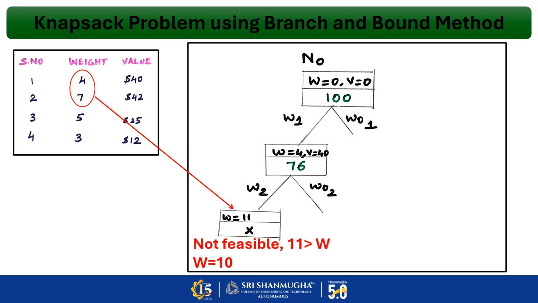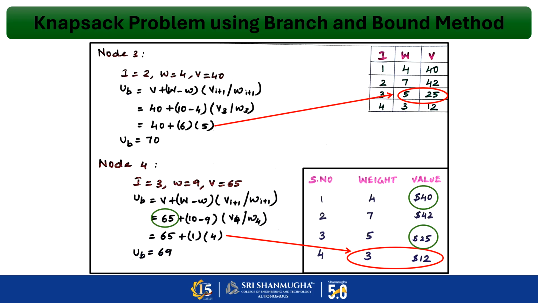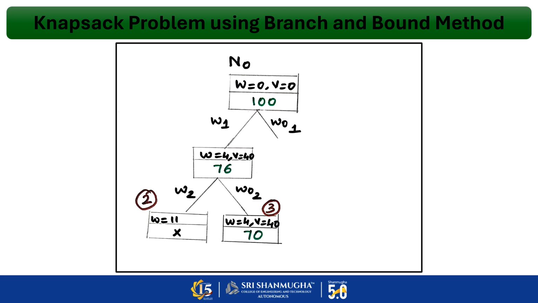Got it? Now using the upper bound formula, we are calculating the value of node 3 as well as node 4. Okay. So I have shown you which values we have to take. Just take the values, substitute them, and you will get the upper bound value. So now we'll see how to update this value in the state space tree. When you observe the node construction, for without weight, you should not add the previous weight. Only for with weight you have to add the previous weight.